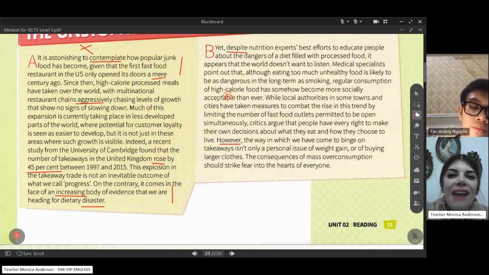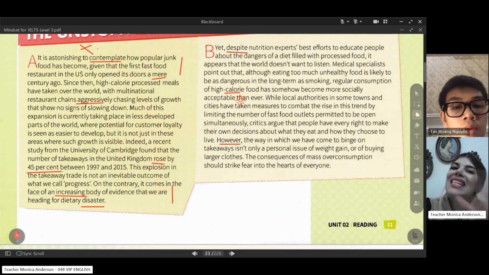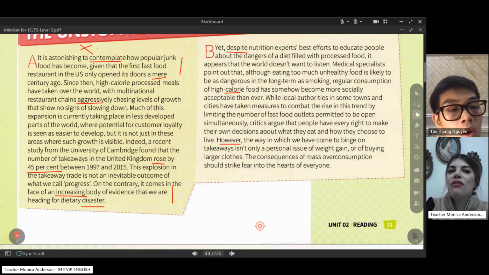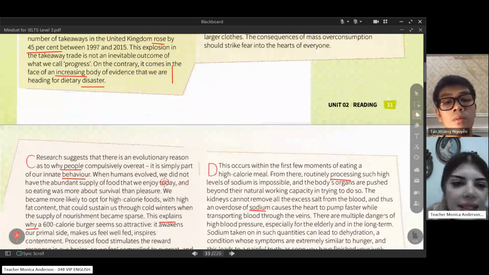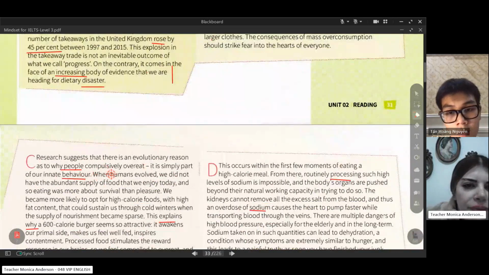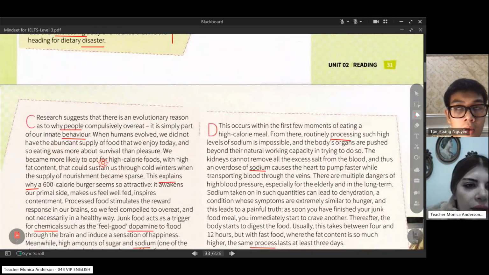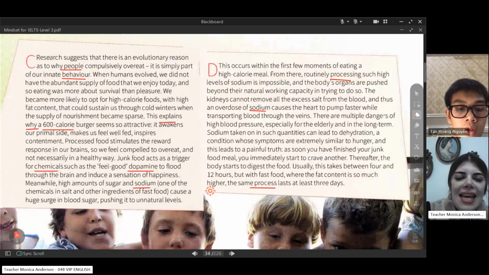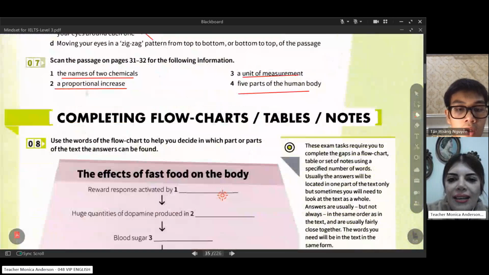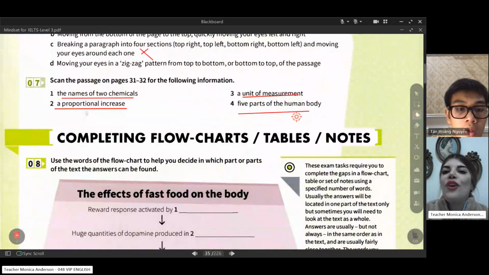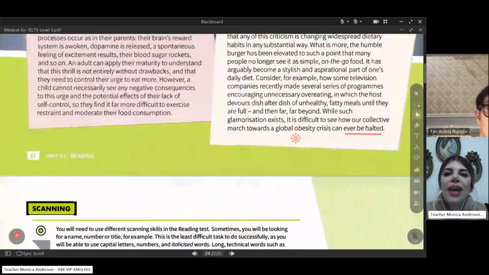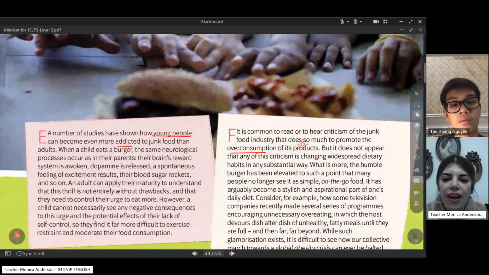So actually we have here "calorie", but this is not a unit of measure because we say "high calorie". So let's check the next paragraph. Okay. Here, look. So they could find it. And the next one, parts of the human body. Okay, so it's your turn. Find it.